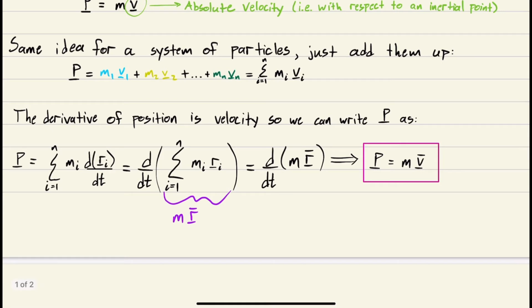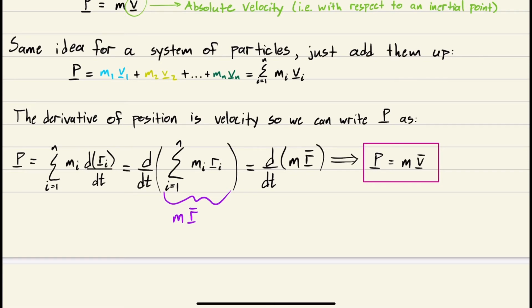So the derivative of position is velocity. So we can write this p that we just found with the same notation, m_i, nothing changed there. We're just going to rewrite v_i as d/dt of r_i, right? Derivative of position is velocity. These are exactly the same. M is constant for each particle.